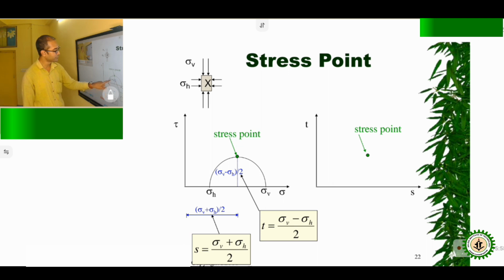This stress point we can denote as (sigma V plus sigma H) by 2, and tau, the shear strength, we can find as tau equals (sigma V minus sigma H) by 2. From this equation we can find the maximum shear strength, and here we can find the Mohr circle center value. So this is the stress point. If we draw it in the plane, this is a stress point.